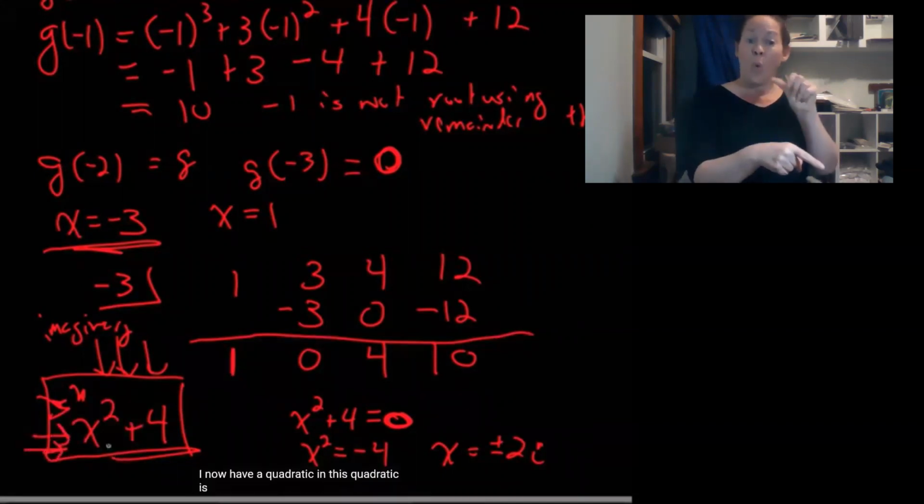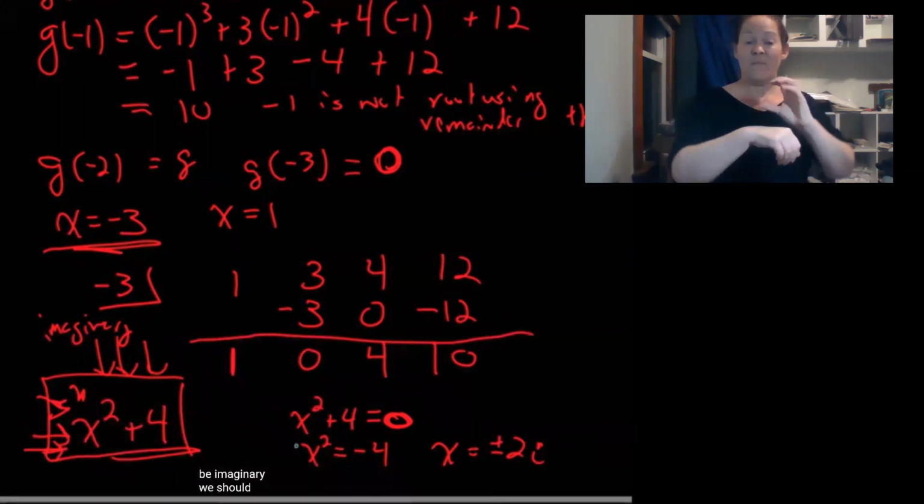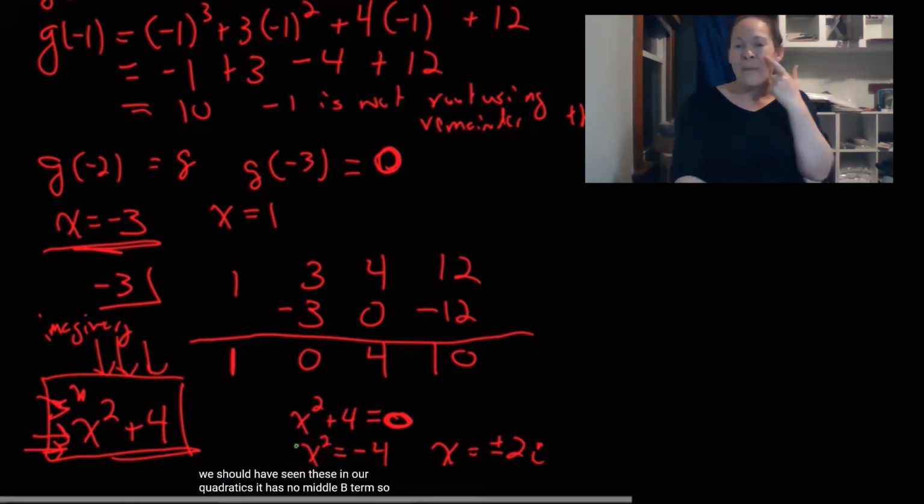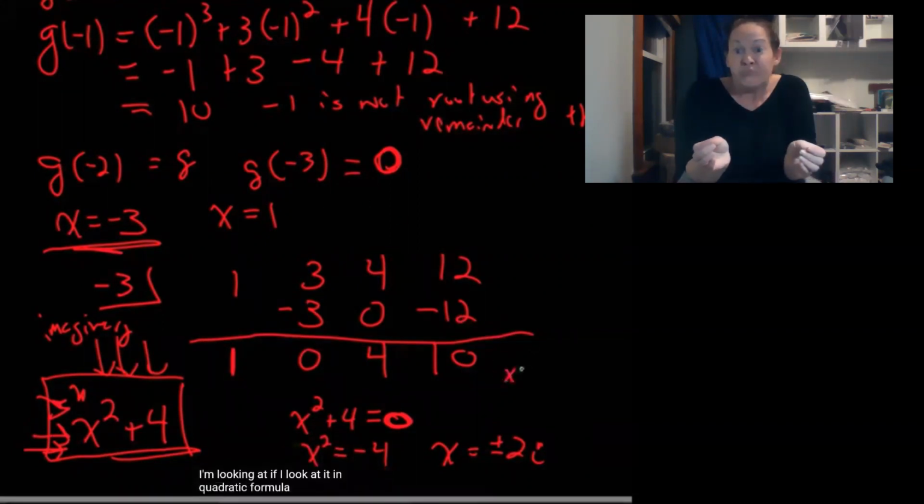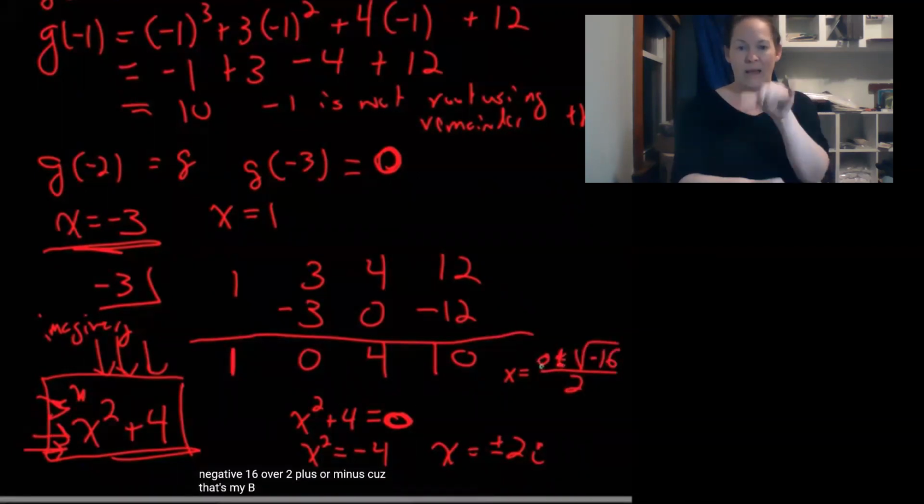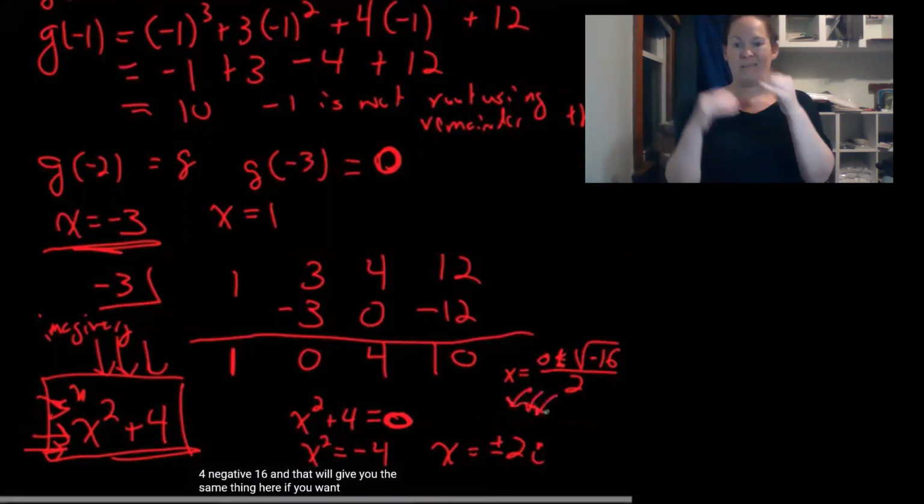And this quadratic is in a form where I know it's going to be imaginary. We should have seen these in our quadratics. It has no middle b term, so if I look at it in quadratic formula terms, there's no b, so it's 0 plus or minus the square root of -16, over 2. Right? Plus or minus, because my b is 0. 0 minus 4ac, a is 1, c is 4, -16. And that will give you the same thing here, if you want to use the quadratic formula.